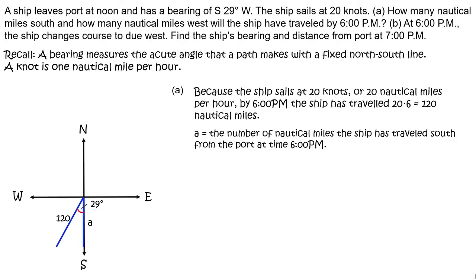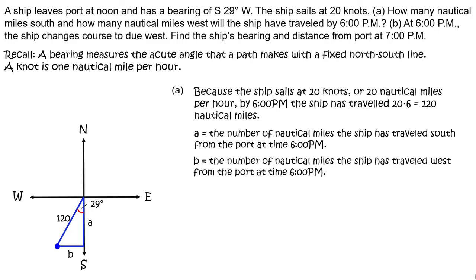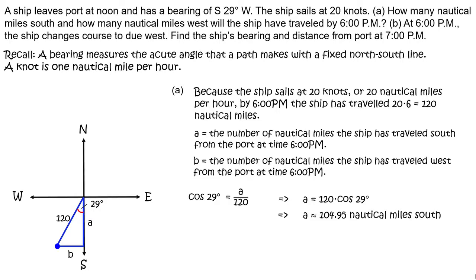Let A be the number of nautical miles the ship has traveled south from the port at time 6 p.m. Let B be the number of nautical miles the ship has traveled west from the port at time 6 p.m. To find the value of A, write an equation. Cosine of 29 degrees equals A divided by 120. Apply the cross products property to get A equals 120 times cosine of 29 degrees. Use technology to get A approximately equals 104.95 nautical miles south.